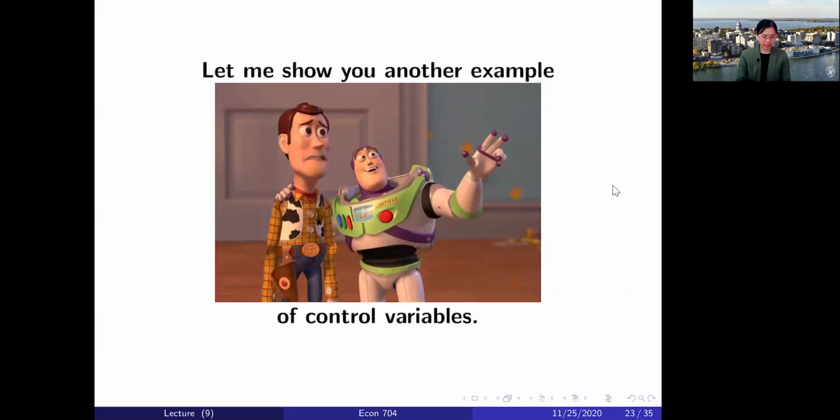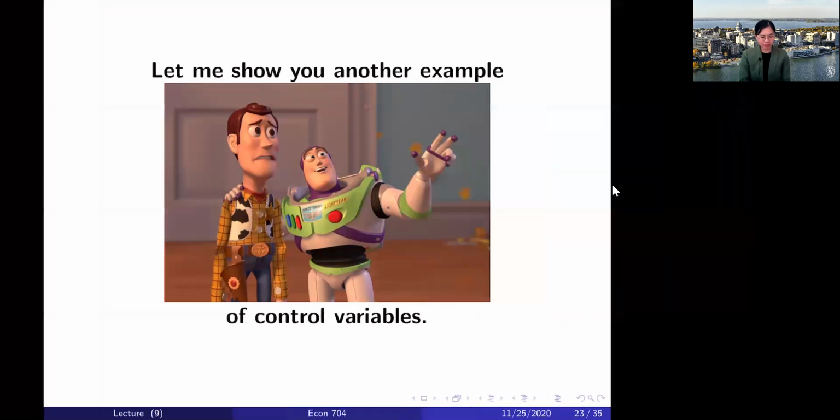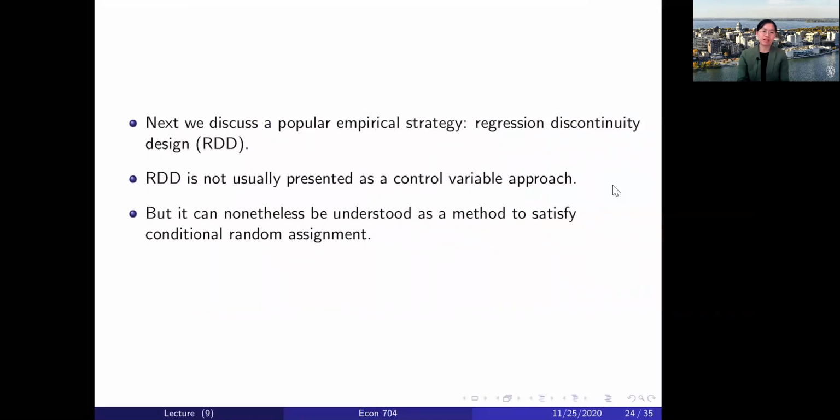Now let me show you another example of control variable. This is actually a different example. This example is a popular empirical strategy called regression discontinuity design, or RDD. RDD is usually not presented as a control variable approach. However, it can nevertheless be understood as a method to satisfy our conditional random assignment assumption. Let's see how it works.